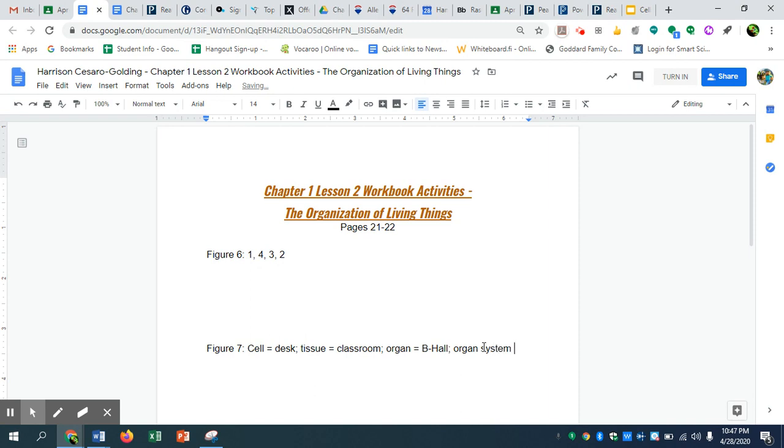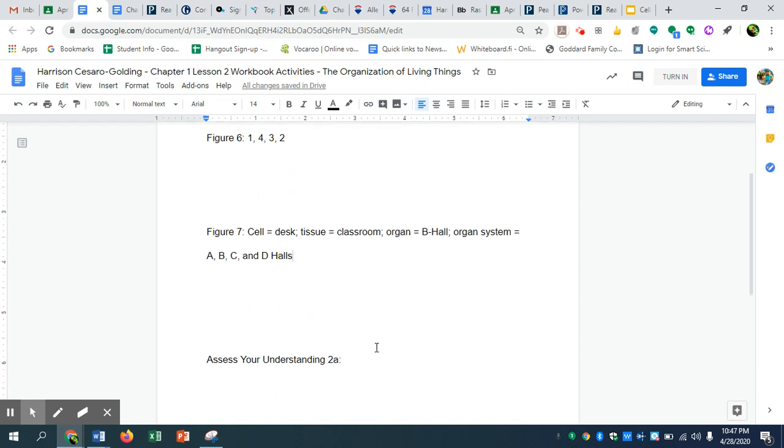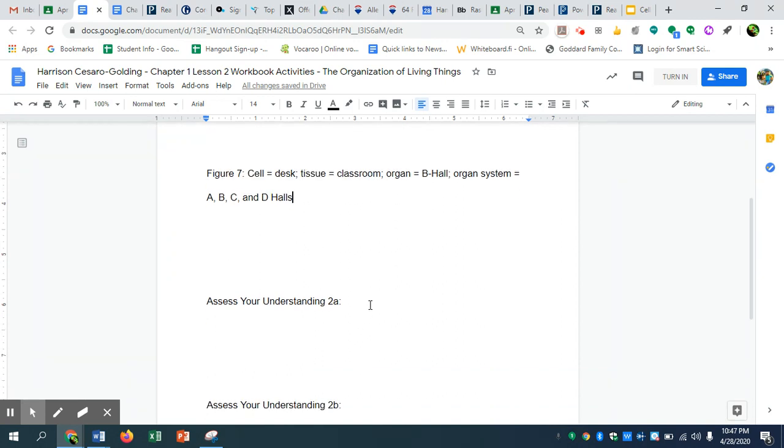That could be all of the halls, A, B, C, and D halls. And then our last one, which they showed us here, we have all the halls that come together. What does it make? It makes your school. Okay, so that's like an analogy for all the parts of the organization in our body.